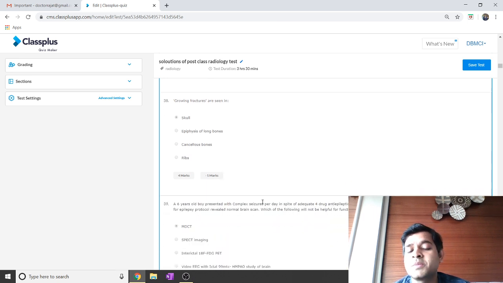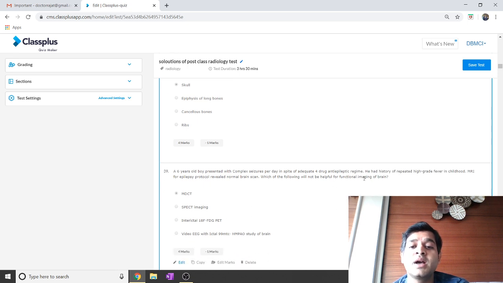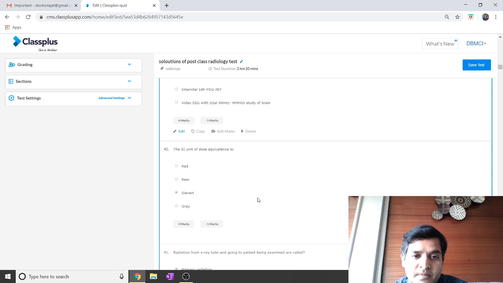A 6-year-old boy presented with complex seizure per day in spite of adequate 4-drug anti-epileptic regime. He had history of repeated high-grade fever in childhood. MRI of the epilepsy protocol revealed normal brain scan. Which of the following will not be helpful for functional imaging of the brain? Please remember it says not be helpful. The answer is MDCT. MDCT is not a functional imaging, so will not be helpful in this.